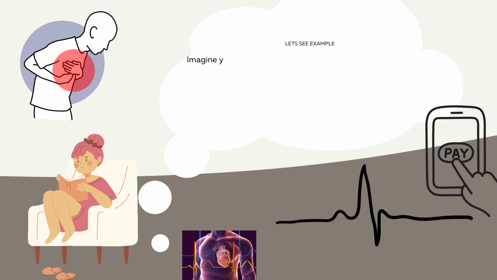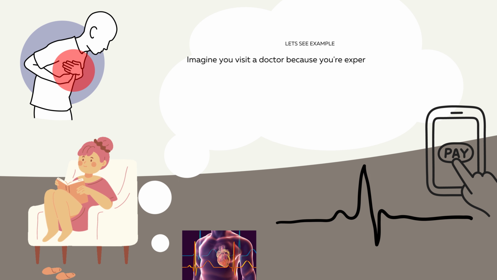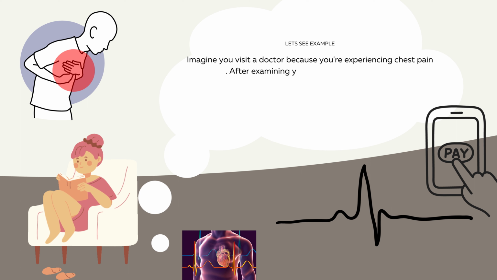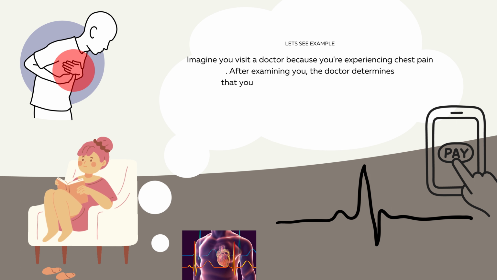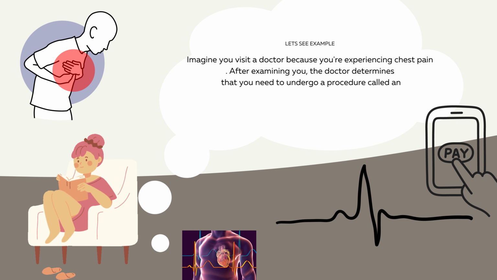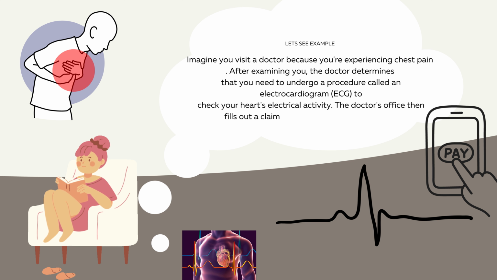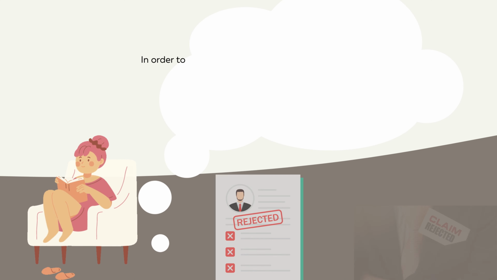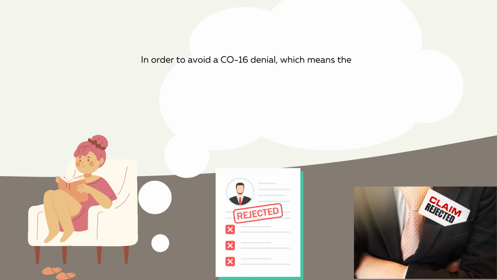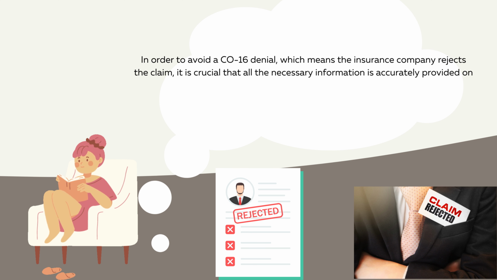Let's see an example. Imagine you visit a doctor because you're experiencing chest pain. After examining you, the doctor determines that you need to undergo a procedure called an electrocardiogram, ECG, to check your heart's electrical activity. The doctor's office then fills out a claim form to request payment from your health insurance company for the cost of the ECG. In order to avoid a CO16 denial, which means the insurance company rejects the claim, it is crucial that all the necessary information is accurately provided on the claim form.